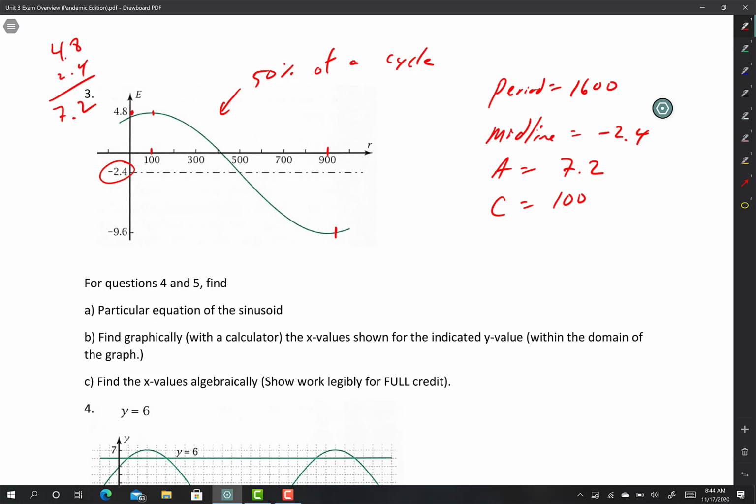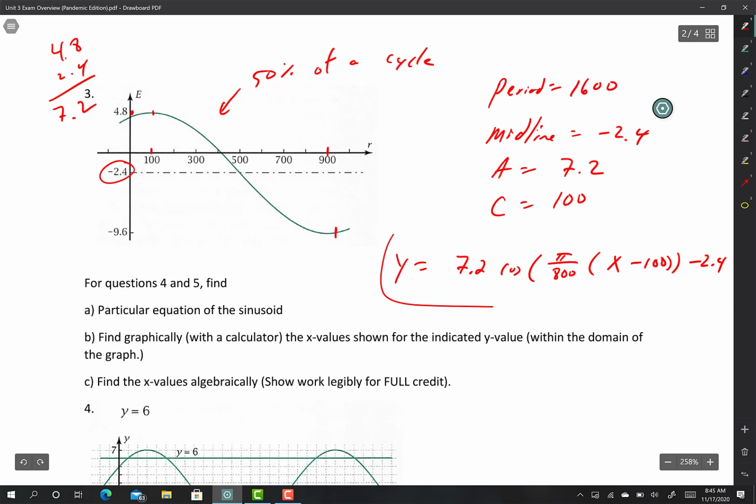Okay, so I think we're ready, guys. Y equals amplitude 7.2, cosine, and then the period is 1600, so that means pi over 800, because it's 2 pi over 1600, it reduces, right? And then x minus 100, close, close, and then minus 2.4. And there it is, guys. If you see any mistakes, let me know.